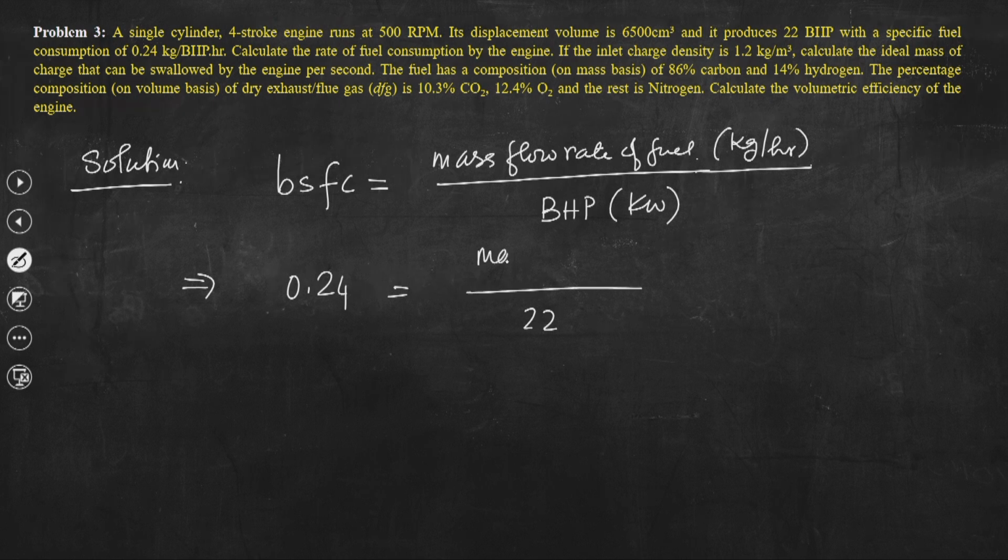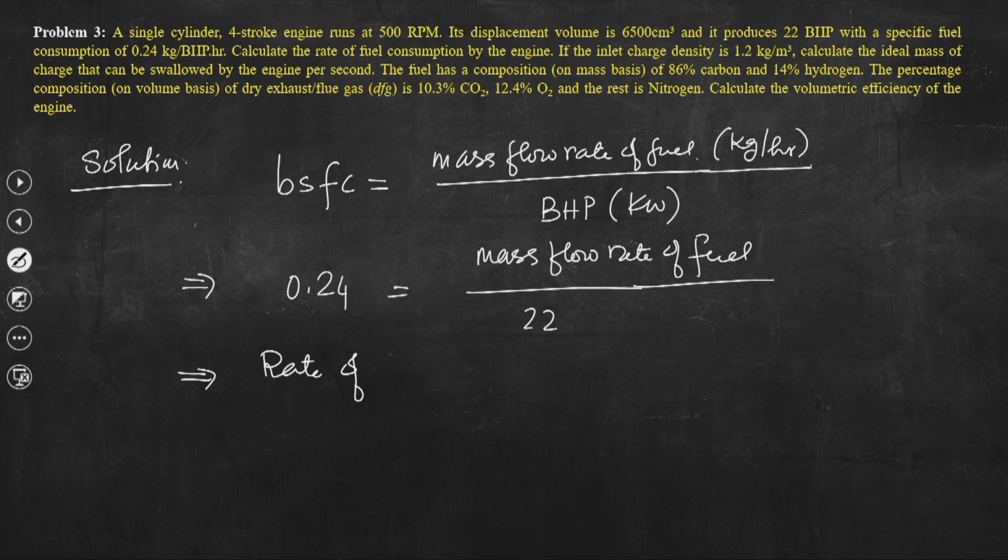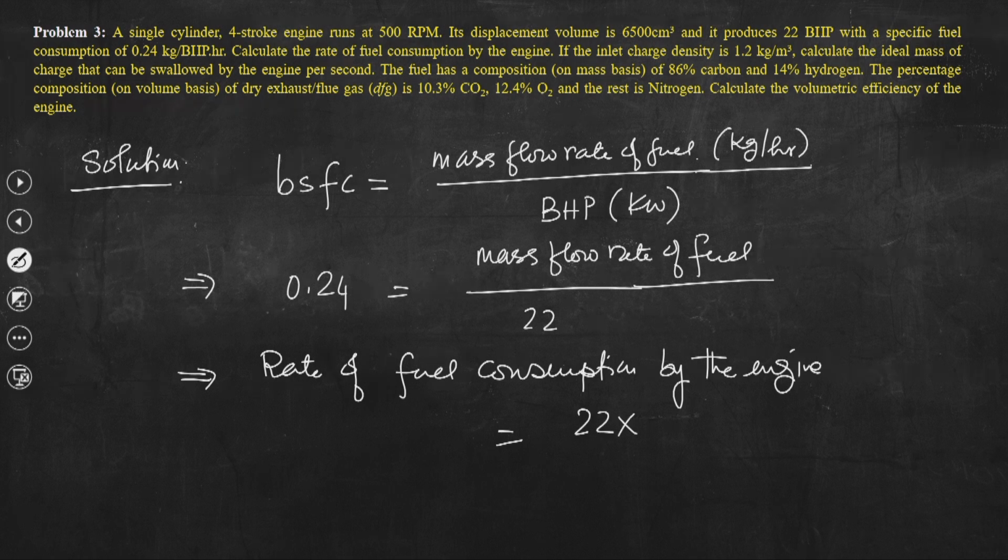So, from there we can calculate the mass flow rate of fuel. From there we can write the rate of fuel consumption per cycle by the engine equal to 22 into 0.24 divided by 3600. If we divide this, then we can write kg per second.